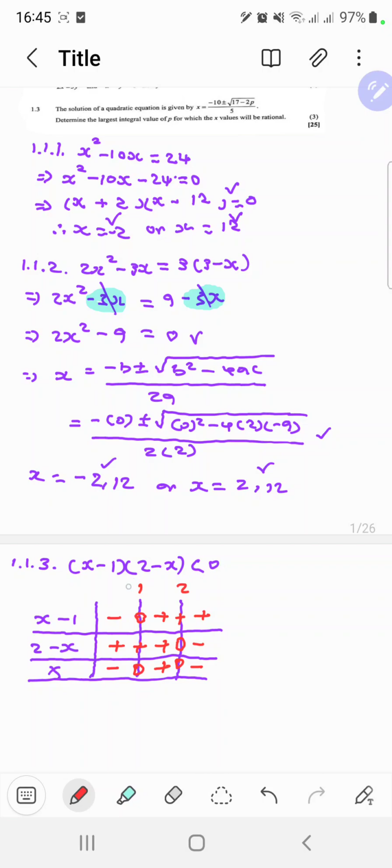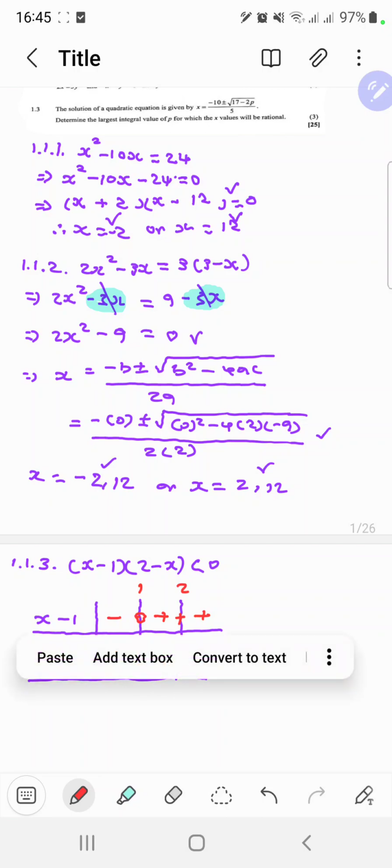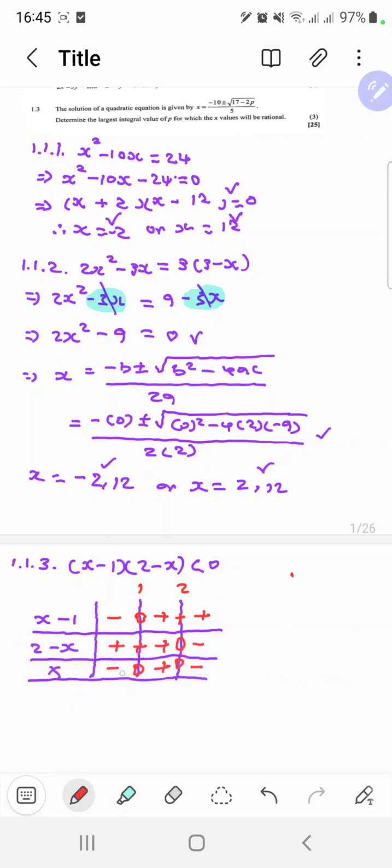Now, where are our solutions? We want this product, which is this portion here, this last row, to be giving us a negative number. So when are we getting it? Well, we always consider our critical values. Consider the critical values, but it's not included, so it's an open circle. So we're going in the negative direction there, and then we're going to consider that critical value. Okay, and then we're going in the positive direction over there.